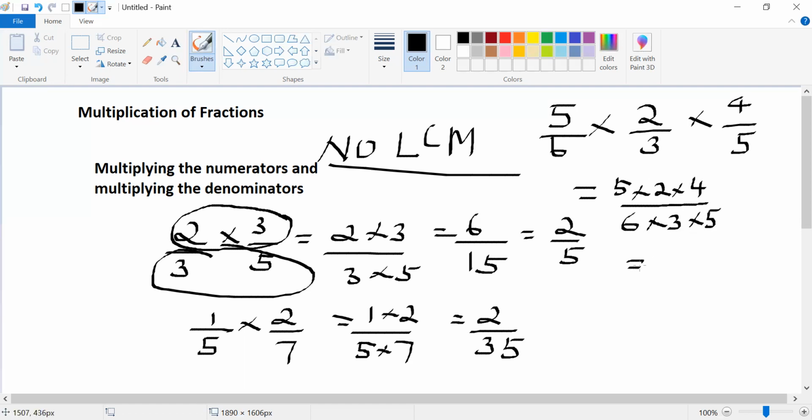Multiplying the numerators, 5 into 2 is 10, 10 into 4 is 40. Denominator, 6 into 3 is 18, 18 into 5 is 90. So 40 by 90. You have to bring it to lowest form. Both are divisible by 2 and by 5, and the highest common divisor is 10. So we get 4 by 9.